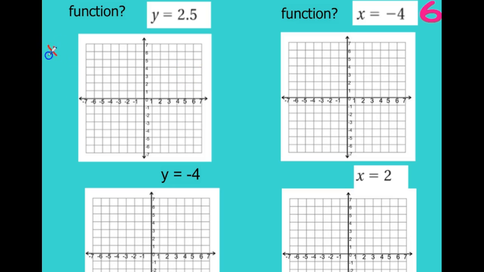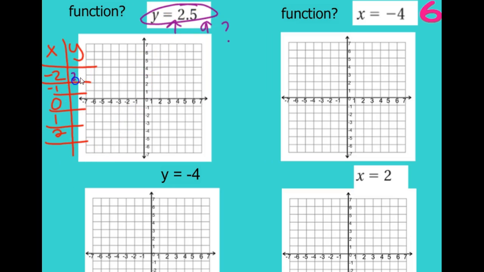Well, if I go about it the same way, I'm going to make a table and plug in my numbers: 0, 1, and 2, and then -1 and -2. There's nowhere to plug in an x anywhere. There's no x's. So every time y is just going to be 2.5.